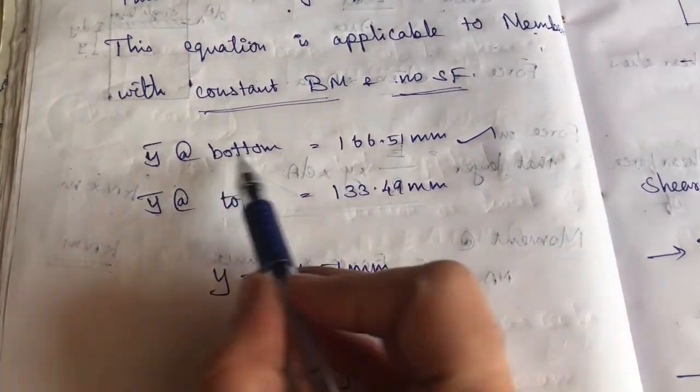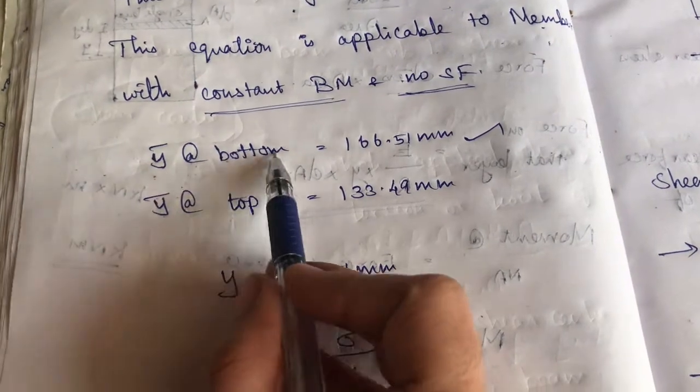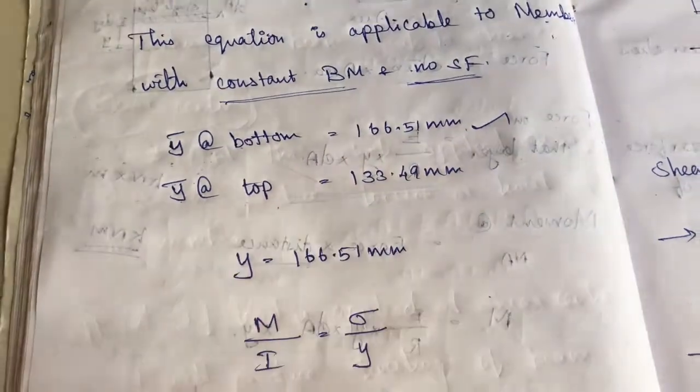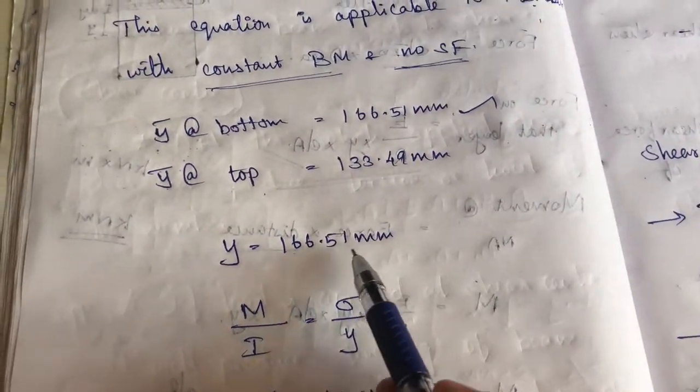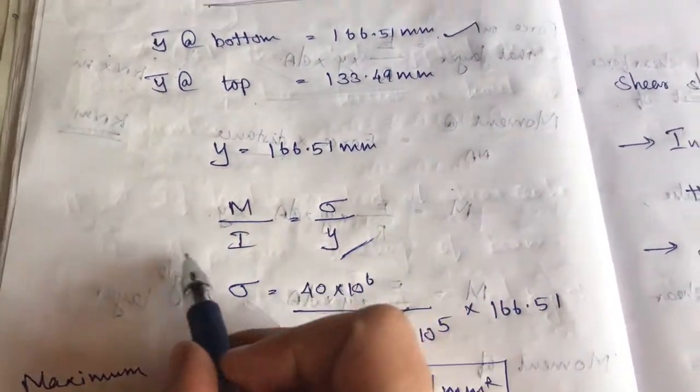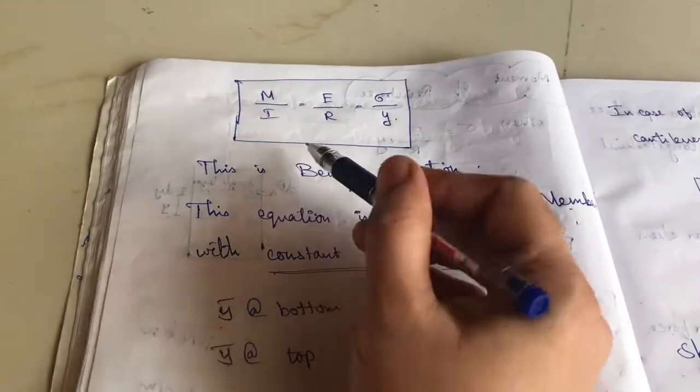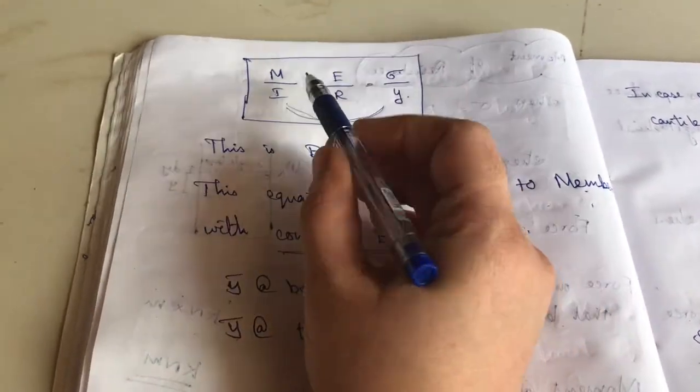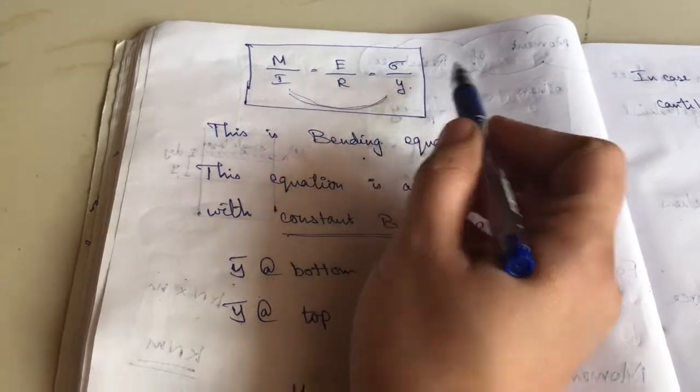So we know Y bar from bottom and top. So I'm just taking the biggest one, so 166.51 mm. Okay. And we know the relation, just now I have told you this relation. So just take these two parts. M by I will be equal to sigma by Y.